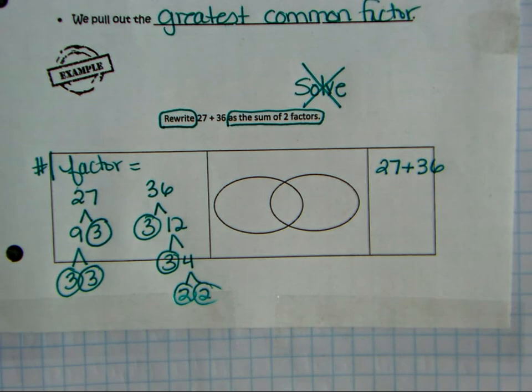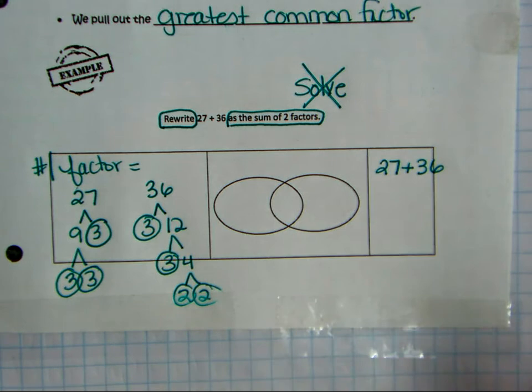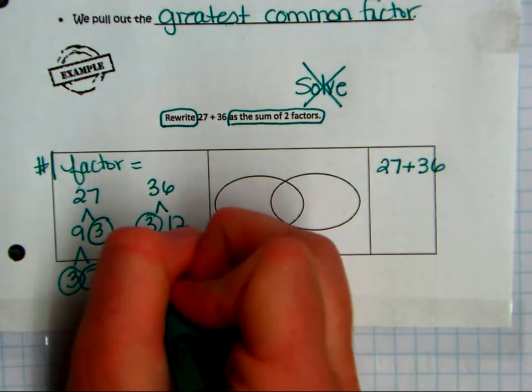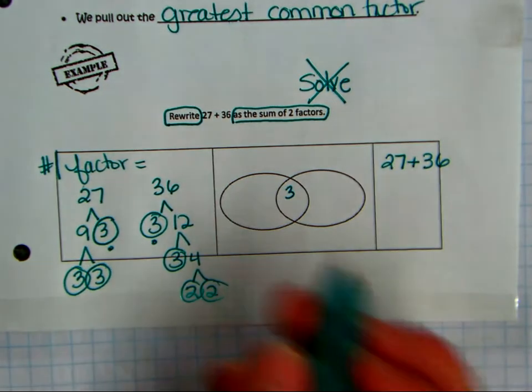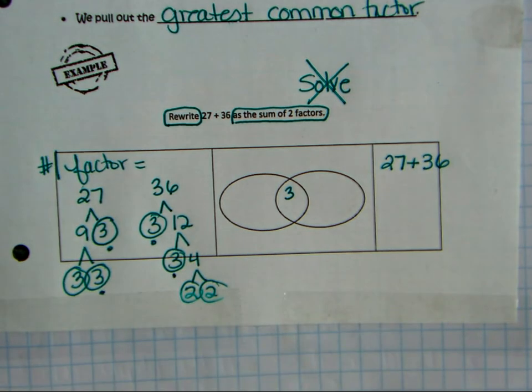Done. All right, so now, if you recall, we take the numbers that are the same and we put them in the center of our Venn diagram. So I've got a 3 here and a 3 here. That's one that's the same. I've got a 3 here and a 3 here. Those two are the same.